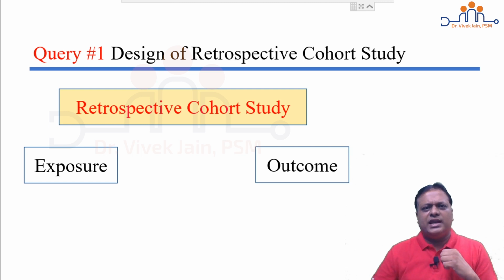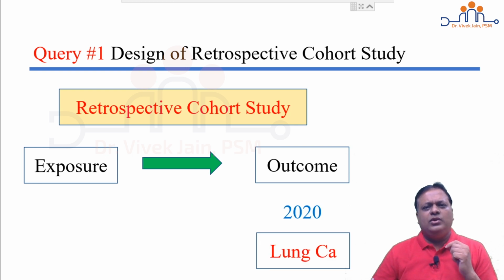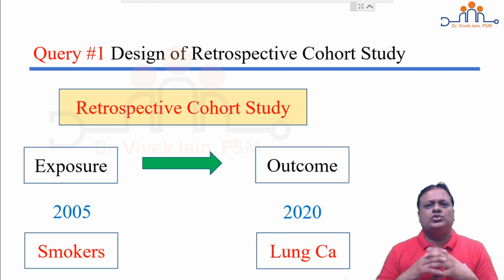I will do a design in a slightly different way. How? We are in the year 2020. So I do not look at lung cancer in 2020 right now. First I go back in time 15 years and find out exposure of smoking in 2005. Can I ask history? No. If I ask history, it will become case control study, recall bias, less accurate odds ratio. So I first find out exposure of the year 2005 from hospital or university reports.